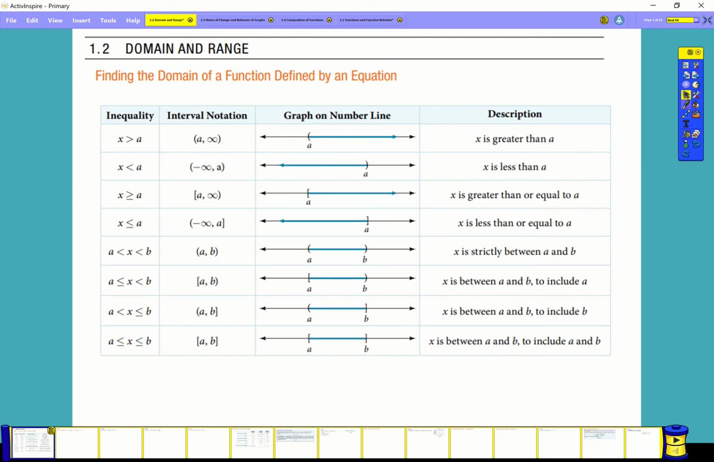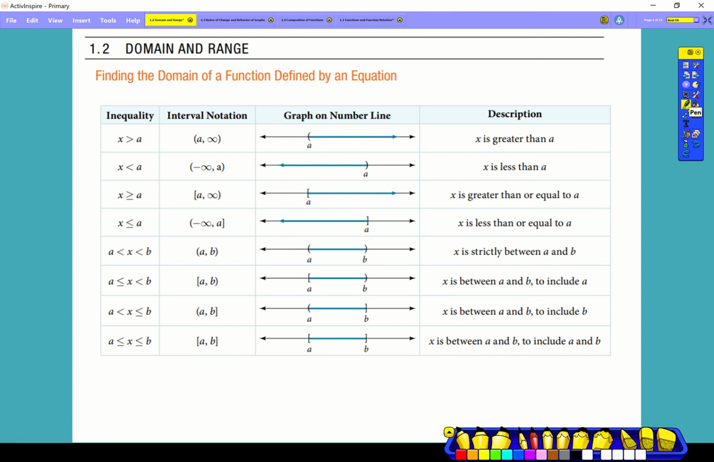So, let me get a black pen, there we go. Finding the domain of a function defined by an equation. This is some notation you would have learned previously. We're just going to review it really quick.